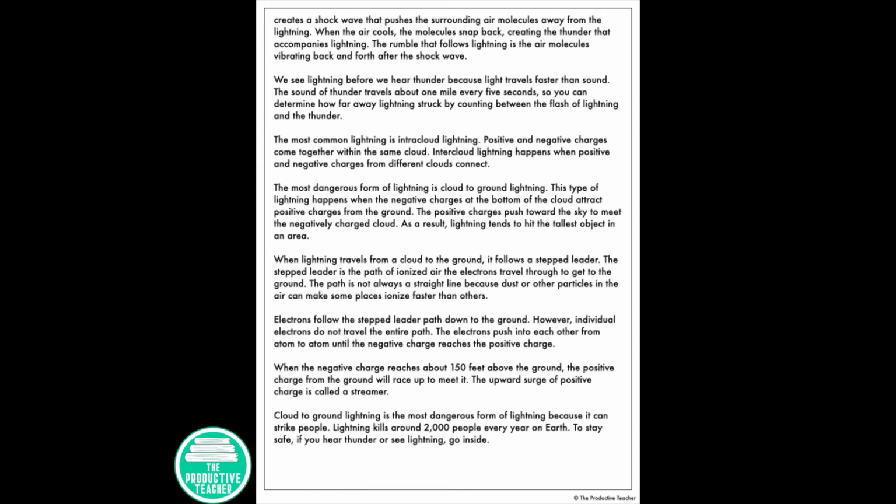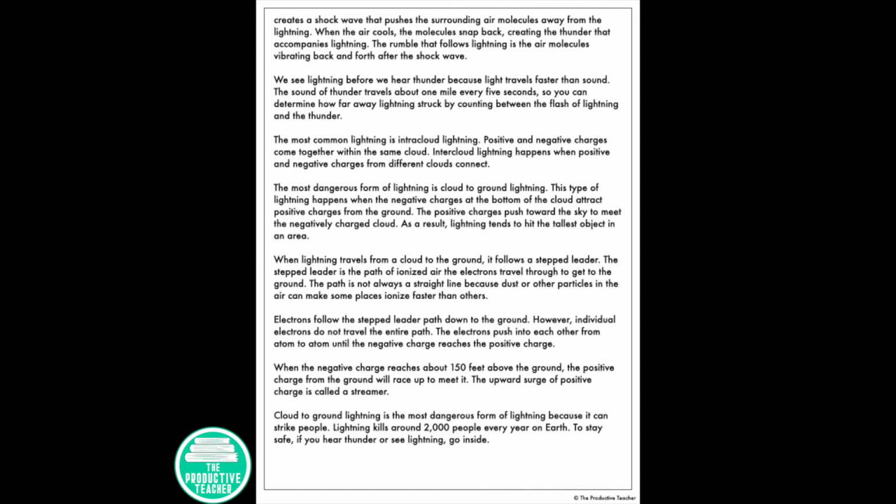The most common lightning is intra-cloud lightning. Positive and negative charges come together within the same cloud. Inter-cloud lightning happens when positive and negative charges from different clouds connect. The most dangerous form of lightning is cloud-to-ground lightning. This type of lightning happens when the negative charges at the bottom of the cloud attract positive charges from the ground. The positive charges push toward the sky to meet the negatively charged cloud. As a result, lightning tends to hit the tallest object in the area.